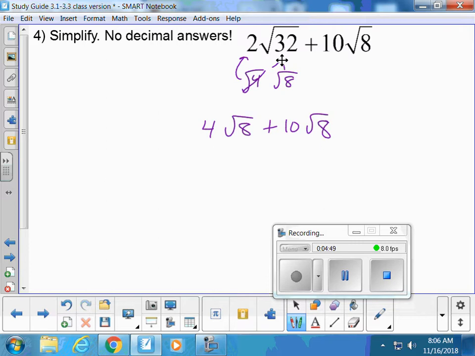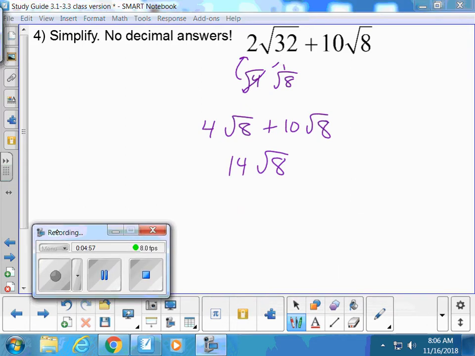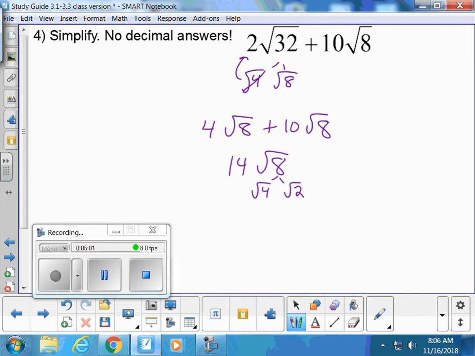If you have 4 apples and you get 10 more apples, you have 14 apples. But then we still have to reduce our 8. So let's go ahead and reduce our 8 down to finish it off. 8 is 4 and 2. And what's the square root of 4? 2. And when that 2 joins that 14? 28. So that is the answer.